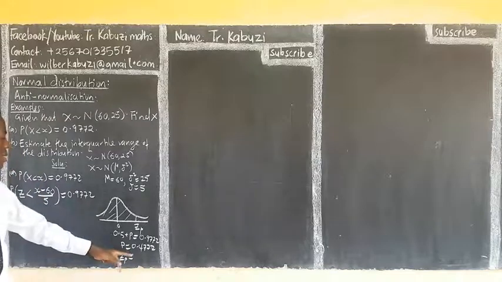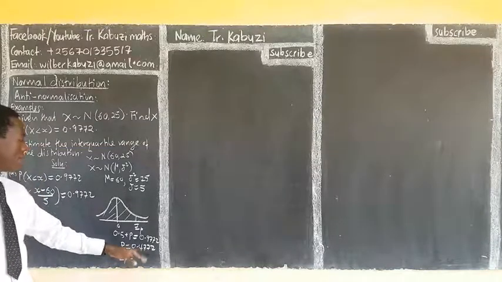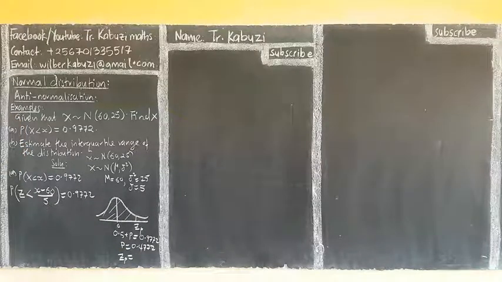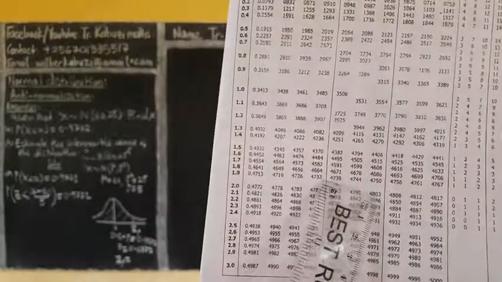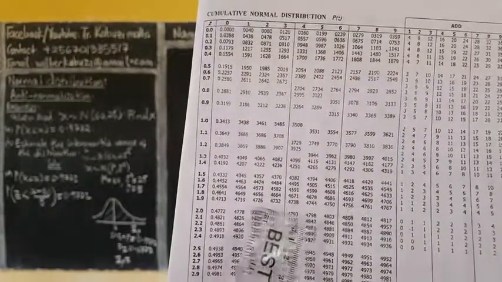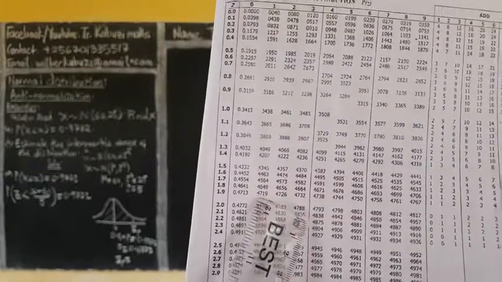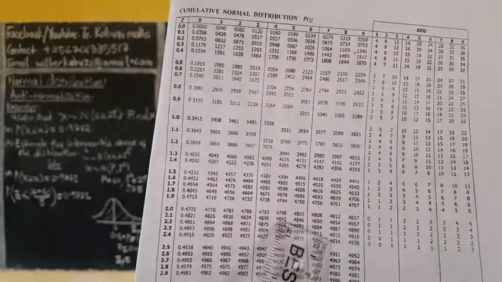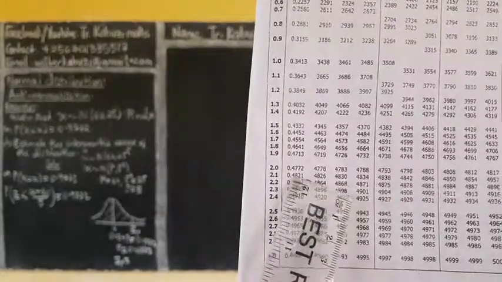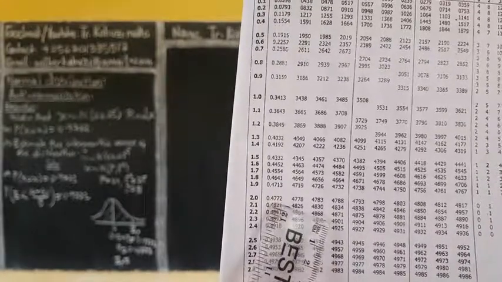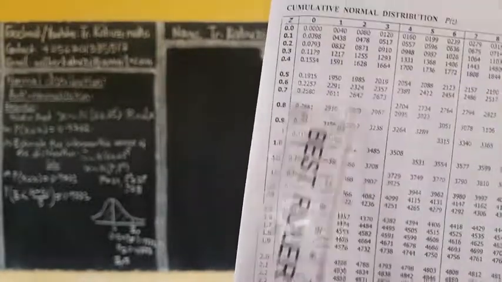Now we get the value of z corresponding to this. When we go into our tables, I look for this value, 0.4772. When I come to the table, I think you can see that value. So we come this side and look for 4772. Around it's close to this. I think it's the value there, 0.4772. Its z is 2.0.